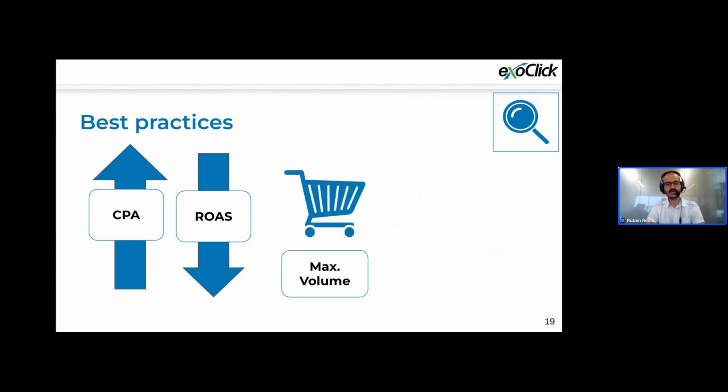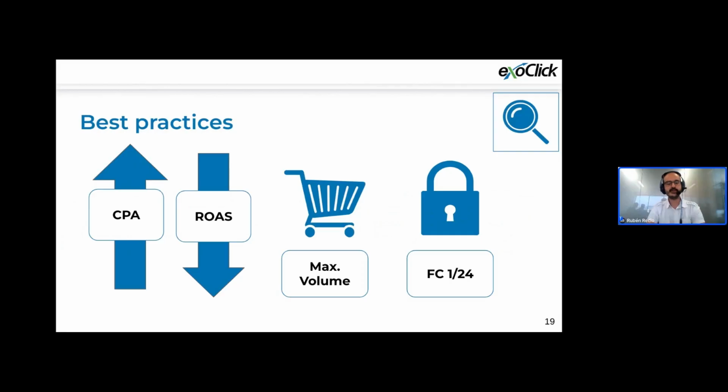Then, as I was mentioning when I was explaining the maximize volume and maximize CPA optimizations, you're going to start this campaign with a maximize volume because this way we're giving the system enough time to test the sources and increase the chances of getting more data of these sources and determining the right likelihood of conversion of these segments.